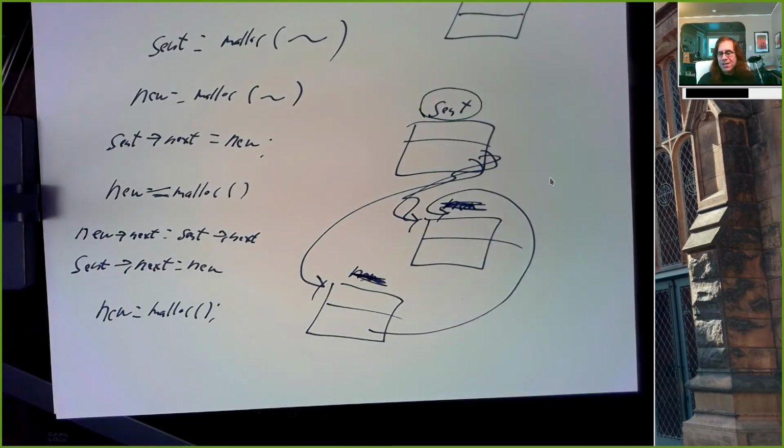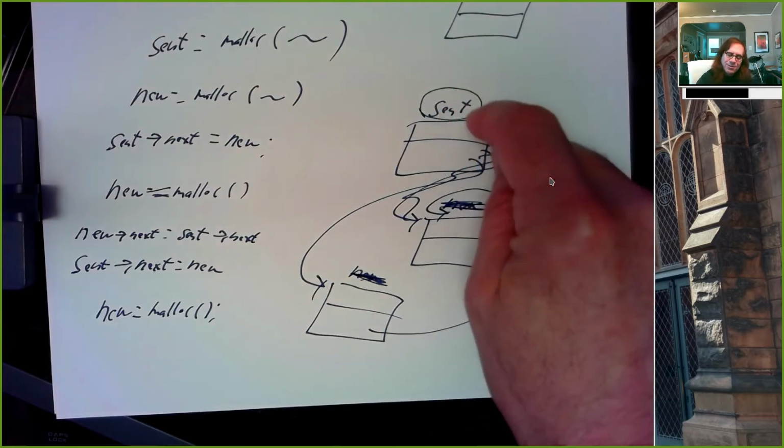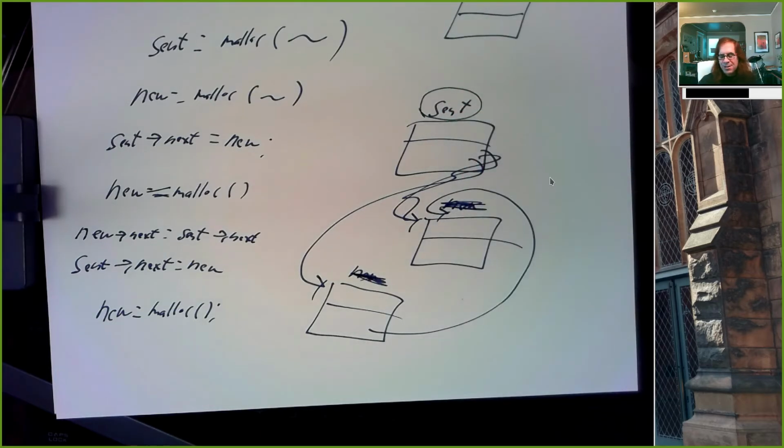And that'll show up in Valgrind when I exit. But as long as I keep my handle to the whole list, my address of that first node, I can follow the links and get to any node that I want.